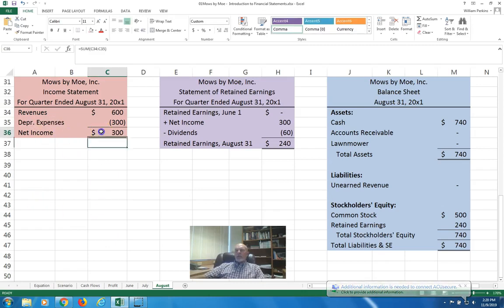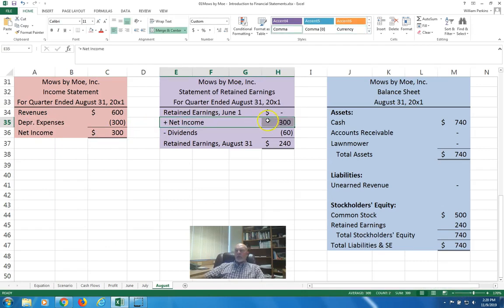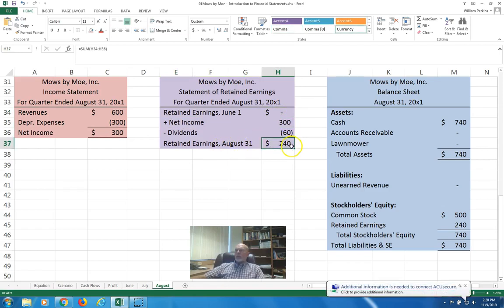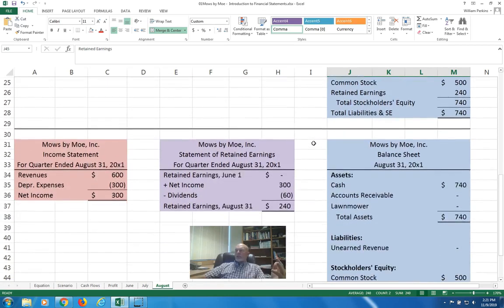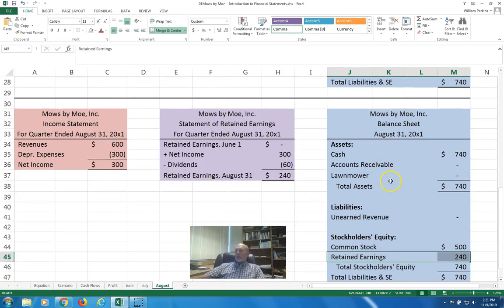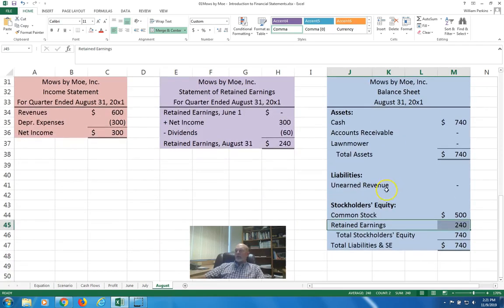So our net income of $300 would be added to our beginning retained earnings, and at the beginning of the summer it was 0. Subtract the dividends for the whole summer of $60, ending retained earnings of $240, and then that's the retained earnings that appears on the balance sheet as of August 31. So again, the balance sheet at the end of August is the same as the balance sheet at the end of the summer. It's simply the status of the accounting equation on August 31.